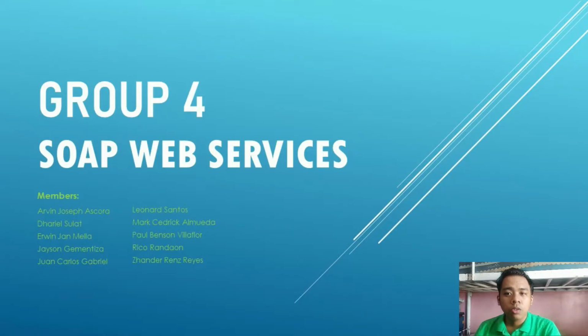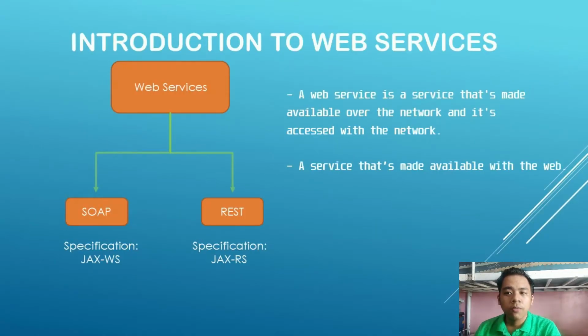For the introduction to web services, a web service is a service that's made available over the network and accessed with the network. It is also a service that's made available with the web. Web services is divided into two categories. The older one is SOAP with a specification of JAX-WS, and REST with a specification of JAX-RS. Today, we would be focusing on SOAP, which is an older version when compared to REST, which is a newer version.